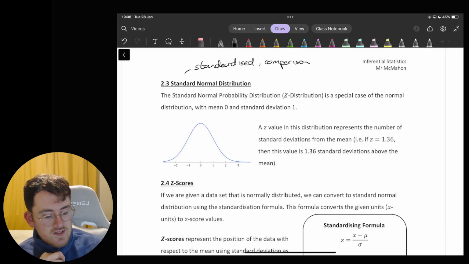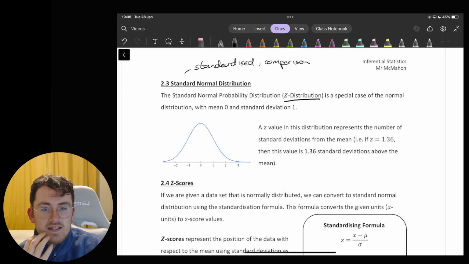It's sometimes called our Z distribution, and it's a special case with mean 0 and standard deviation 1. This allows us to comment specifically on a lot of the information in a set, in a distribution, in a normal distribution here.